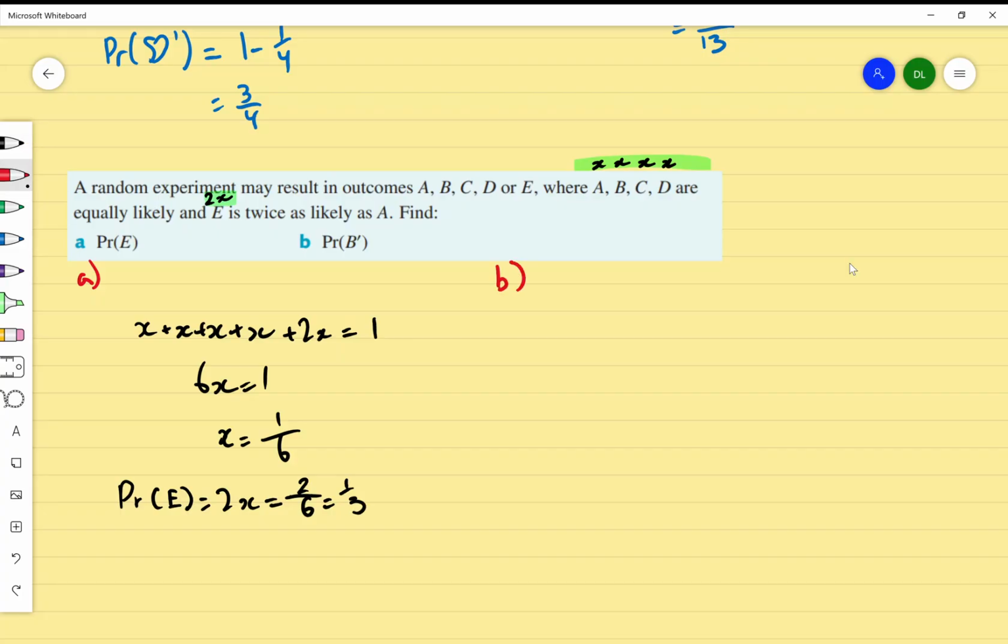For B, pretty straightforward, applying our understanding of that, the probability of not B we know equals 1 minus the probability of B, which gives me 1 minus. Now, probability of B, remember, is the same as A, C, and D, which is going to be x, or in other words, 1 over 6, which therefore gives me an answer of 5 over 6 for the probability of not B. Hopefully that makes sense, and a lot of it is pretty easy to pick up.